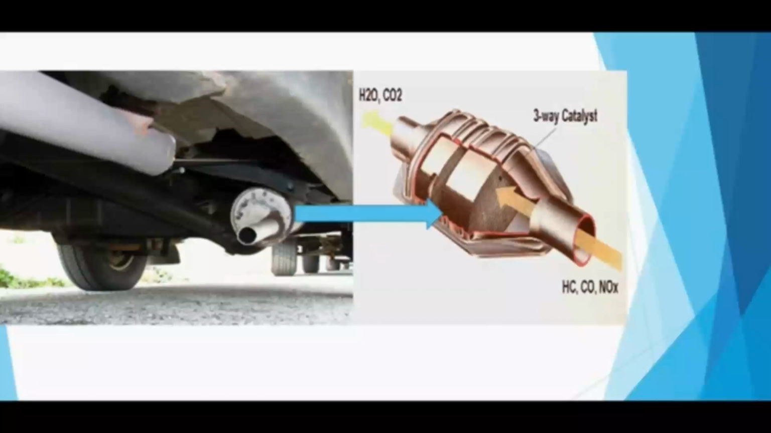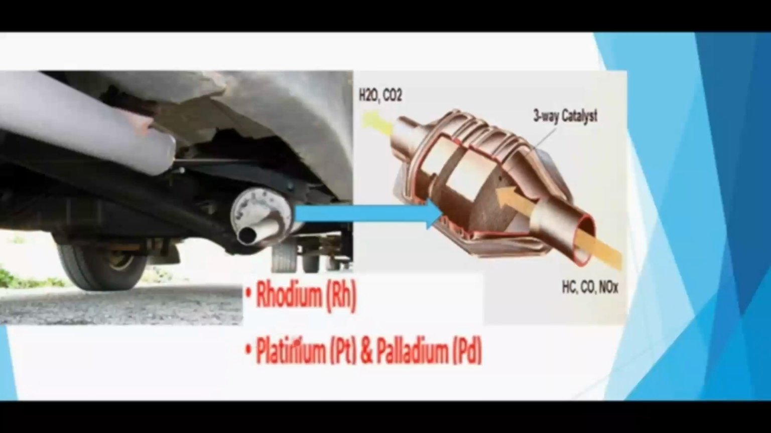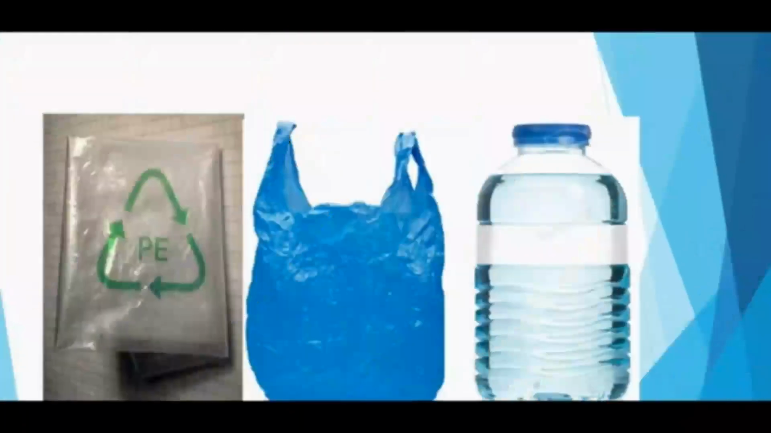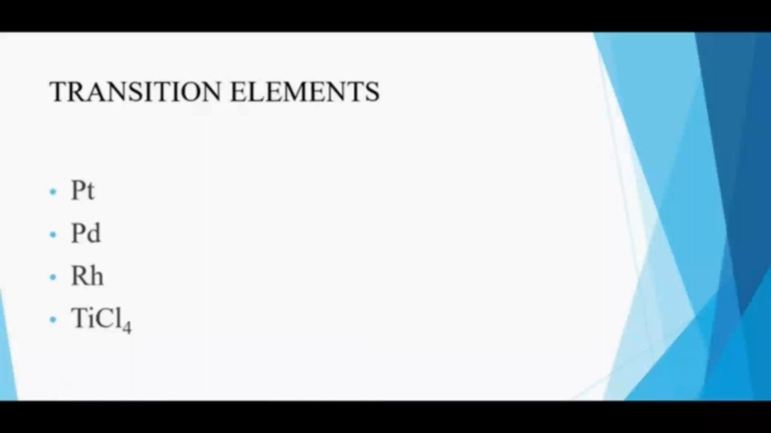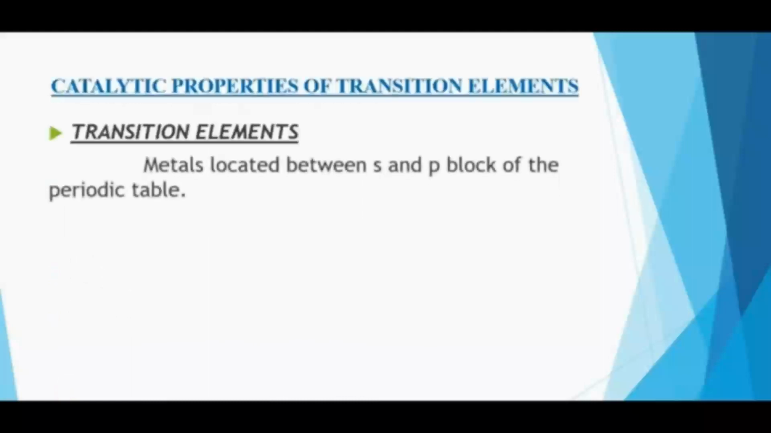The catalysts it uses are rhodium, platinum, and palladium. Another example is in making of plastics, which uses titanium tetrachloride as catalyst. The catalysts of these two examples are platinum, palladium, rhodium, and titanium tetrachloride, and these are all transition elements. Transition elements are metals located between S and P block of the periodic table.